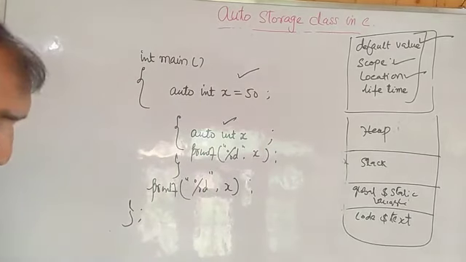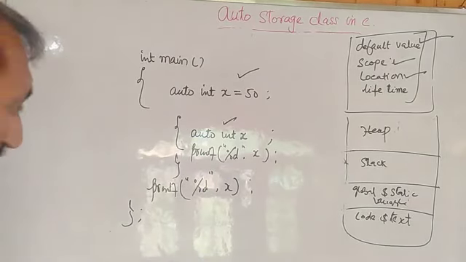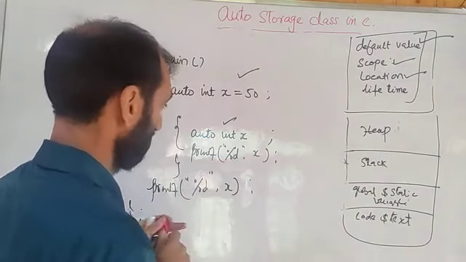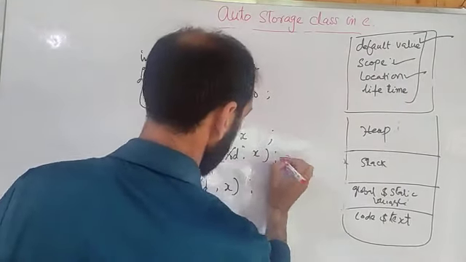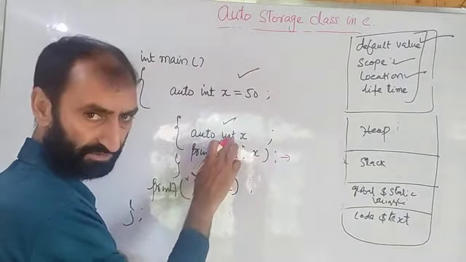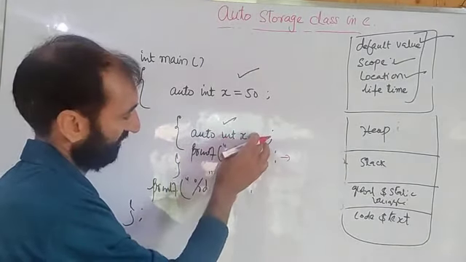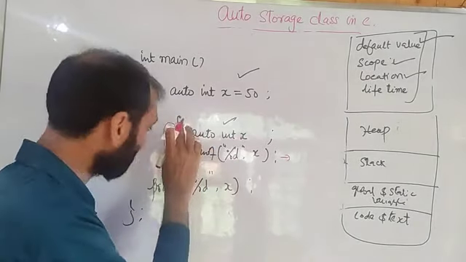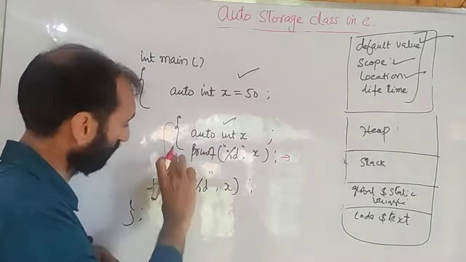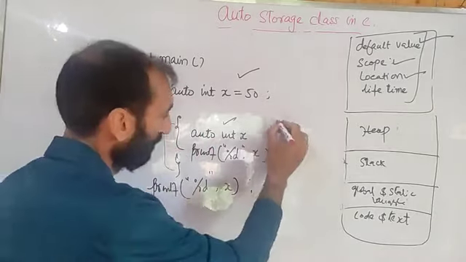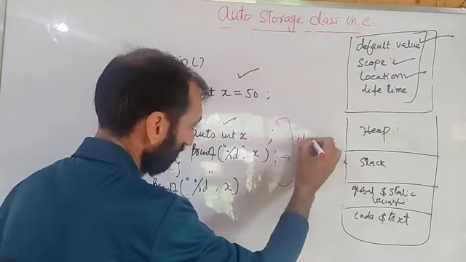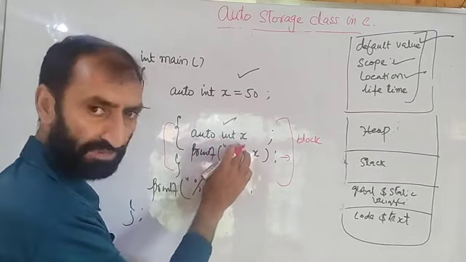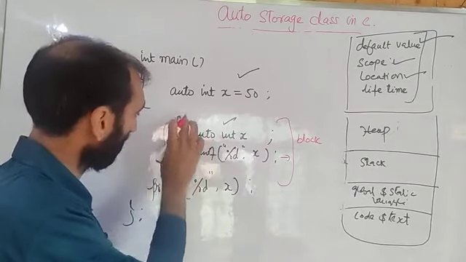Now with this I am going to print percentage d, x. What would get printed here? I have not initialized this x here, because the scope of this x is within this block, from this opening curly brace up to this closing brace. It is called a block. That means I have declared this x variable within this block.